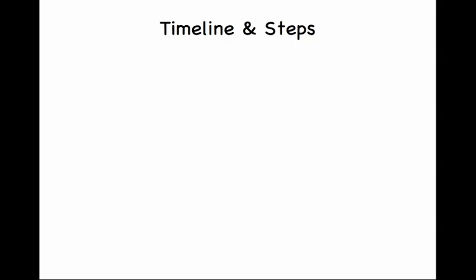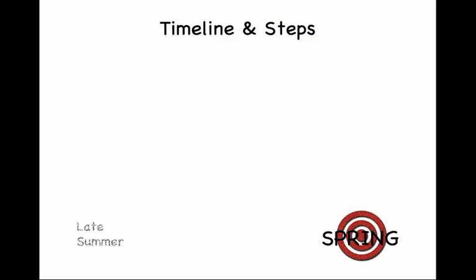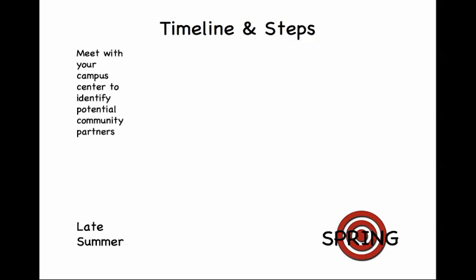Well, at least in the ideal world. Let's assume you're going to teach a service learning class in the spring. So that's what we're shooting for. In the late summer, in the year before that spring course, there are some things you should start thinking about and doing. You probably want to meet with your campus center to identify potential community partners if you don't have any in mind. Then as the summer progresses, you want to conduct on-site visits and meetings with those potential partners to see if it's a suitable site for your students and your course.